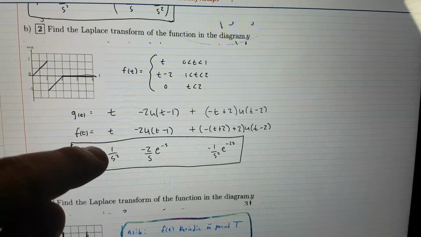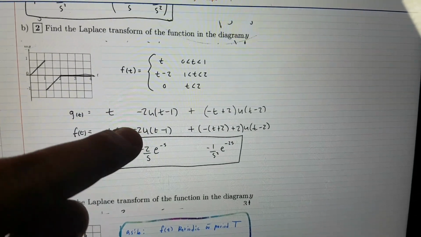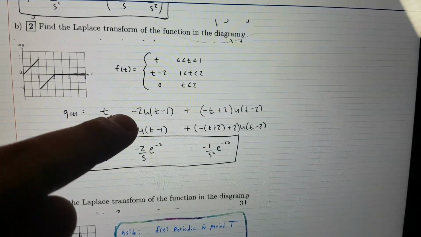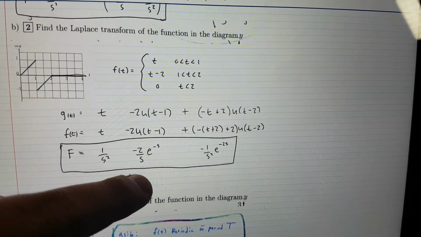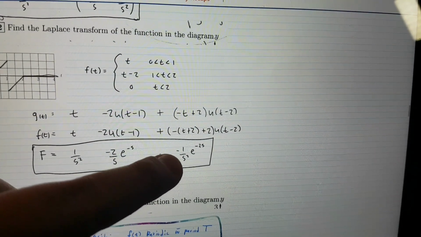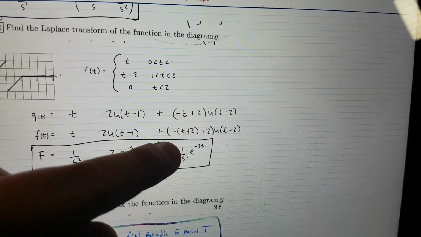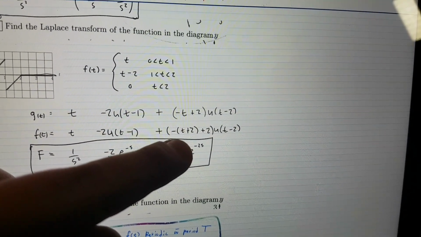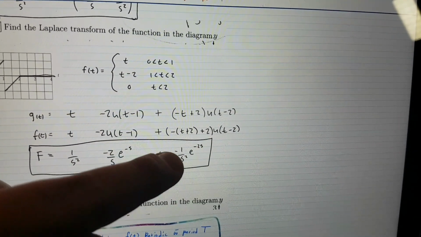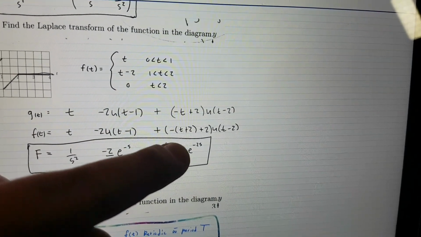So anyway, you do inverse Laplace of that. You get 1 over s squared. This one, it's minus 2 over s times e to the minus s. And then this one is basically minus t times u of t minus 2. So minus t would be 1 over s squared times e to the minus 2s.